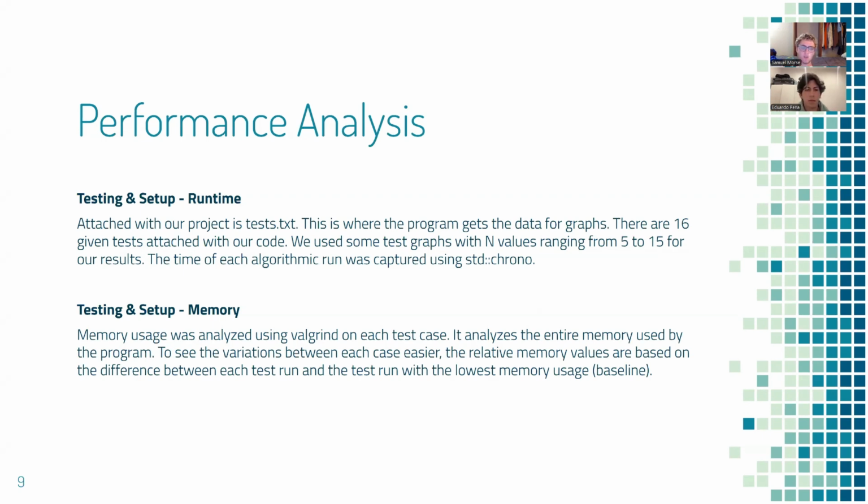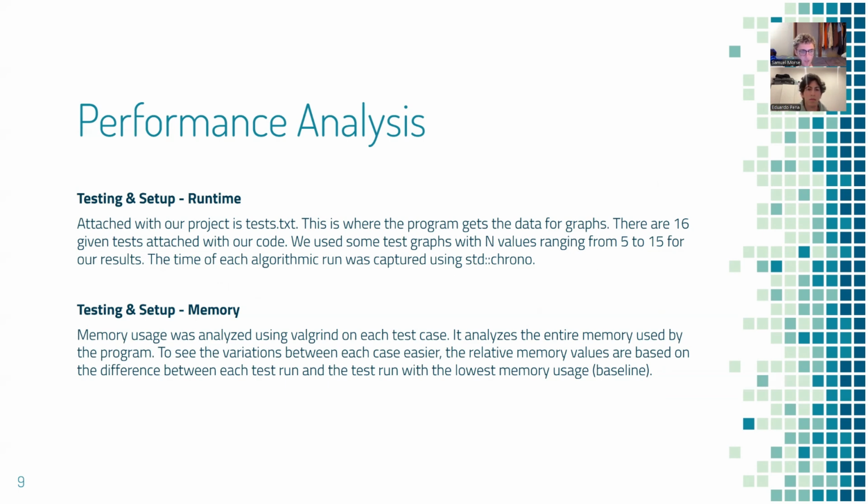We ran some test graphs with n values ranging from 5 to 15. Anything higher than 15, 16 through 19 were decently performant, but once you get to 20 and past, the brute force algorithm becomes so slow that it's hard to test. So we stopped at 15. And then we timed each algorithmic run using std::chrono to capture the time before and after, and then obviously the subtraction is the runtime.